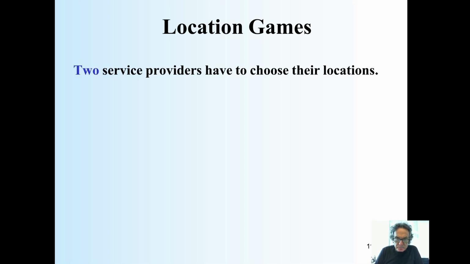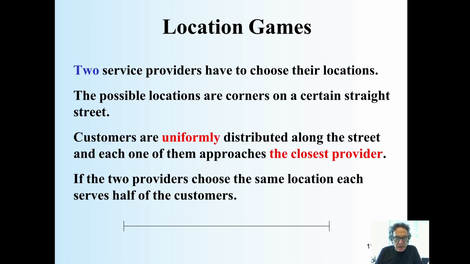So let's start. Two service providers have to choose their locations. The possible locations are corners. Let's assume that they cannot locate themselves at any place that they want, but rather they must locate themselves in the corners of a certain straight line, meaning that all the population lives in between these two points.